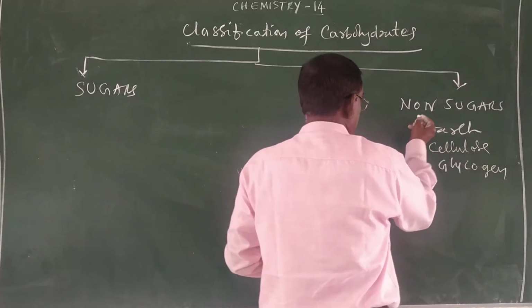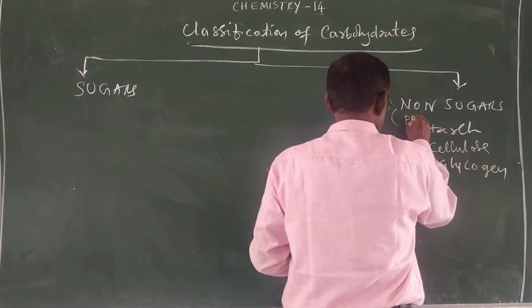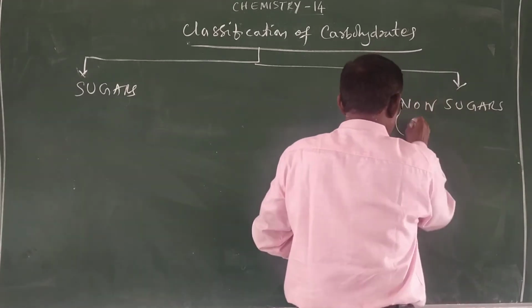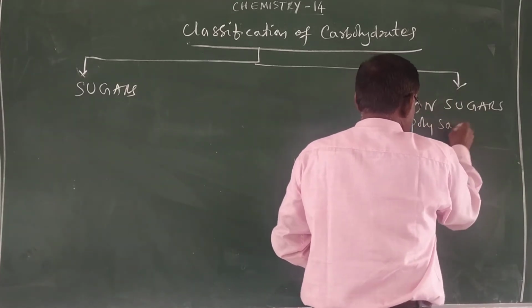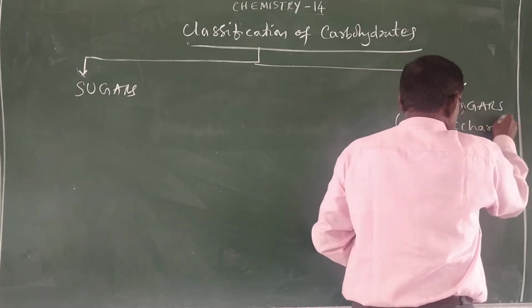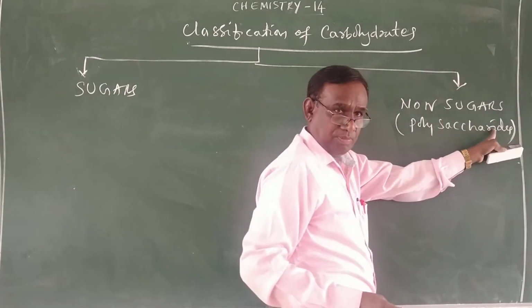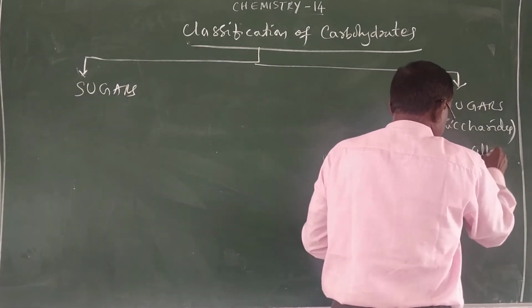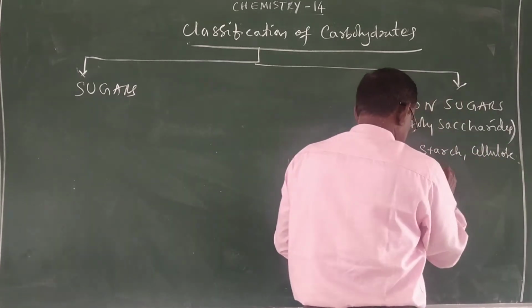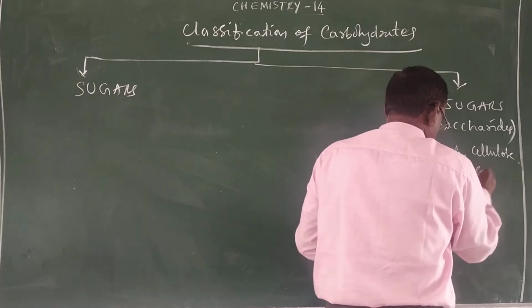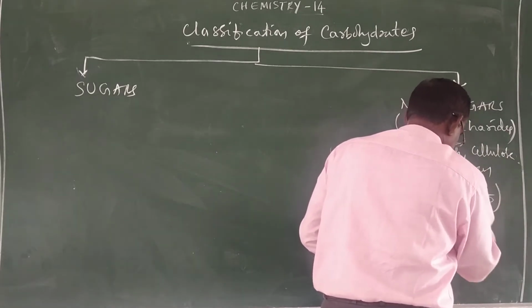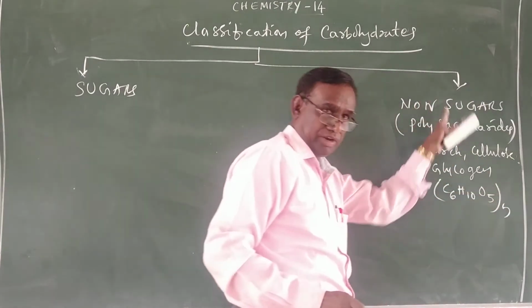They are also called polysaccharides. Let me write that word. That is very, very important. Polysaccharide. That means non-sugars are also called polysaccharides. Examples are starch, cellulose, and glycogen. So these are the three examples. What is the formula for this? (C6H10O5)n. For all these the same formula is there.